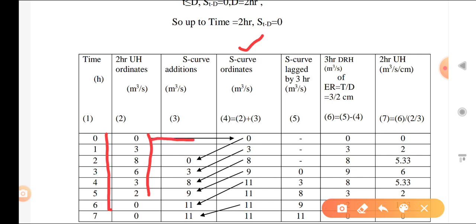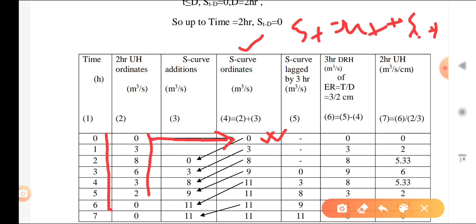Here 0 goes to 0. You know that St is equal to ut plus S(t minus D). So S naught is equal to u naught, so that 0 goes to 0. Now next, where will that 0 go? Previously we have discussed that for t less than or equal to capital D, S(t minus D) is equal to 0. So what will happen?